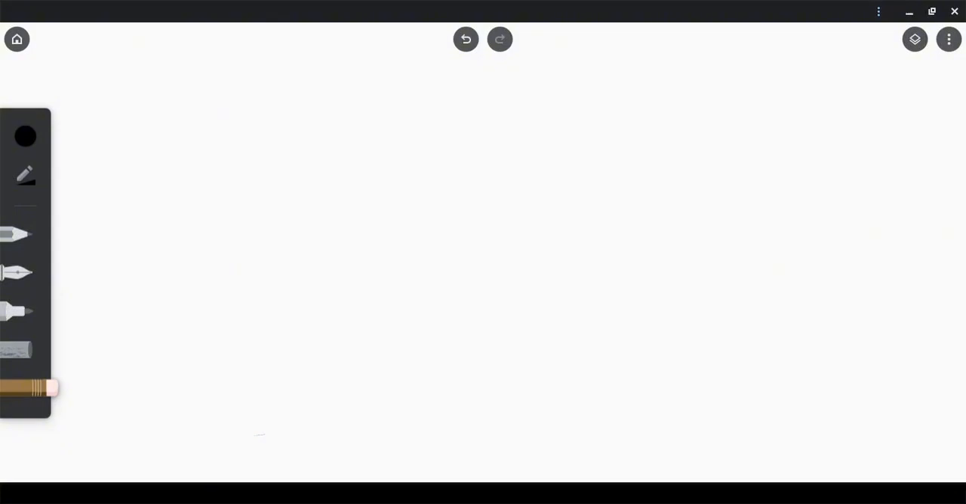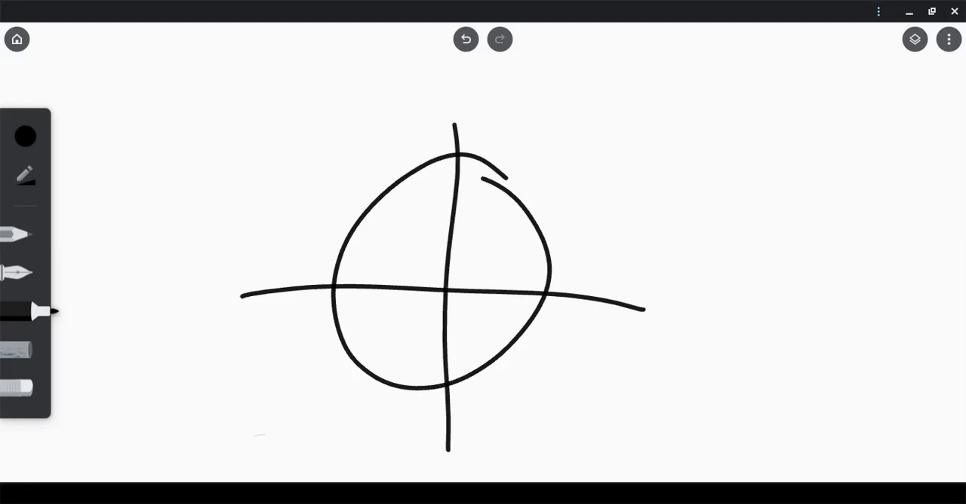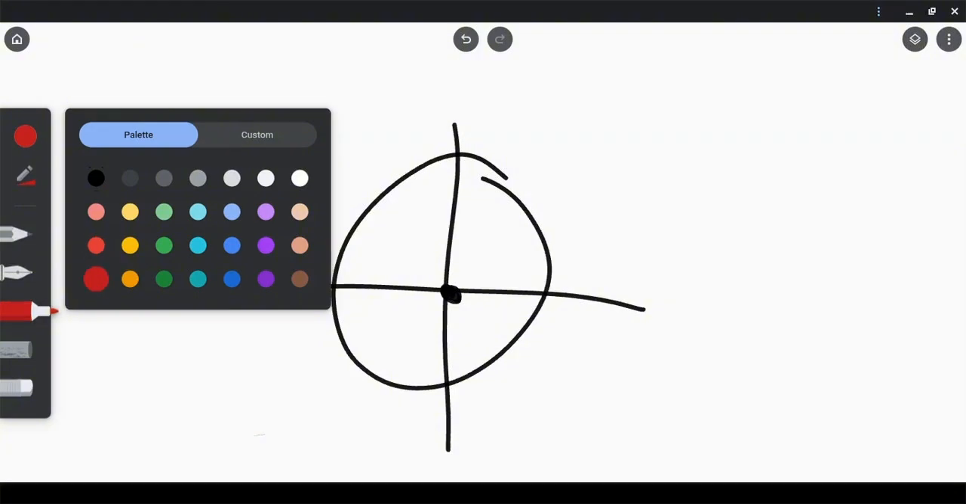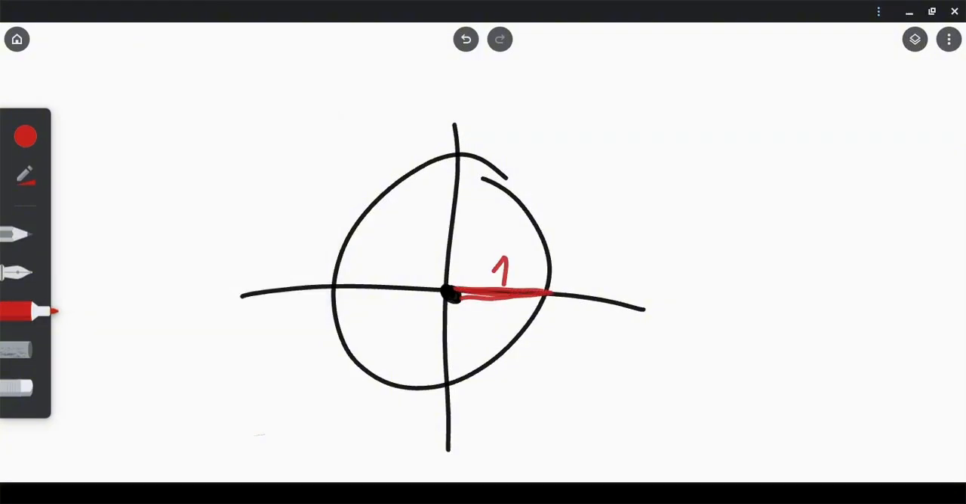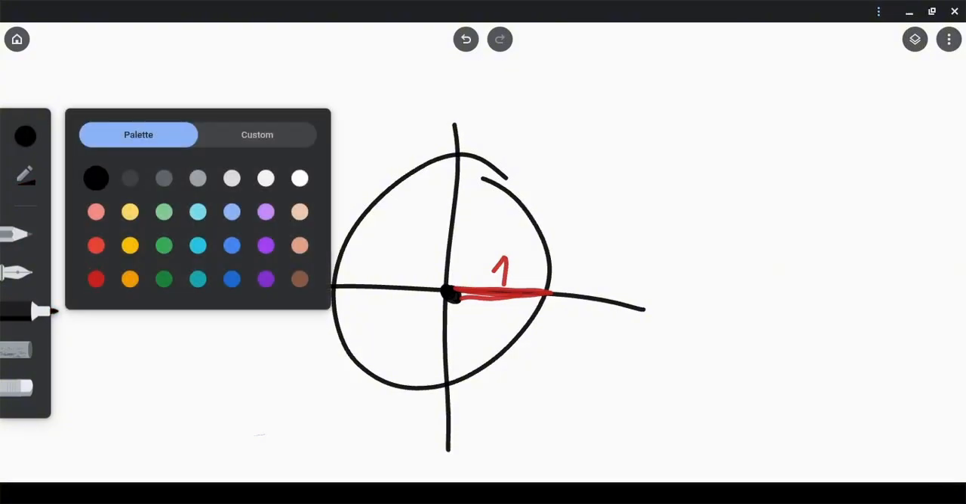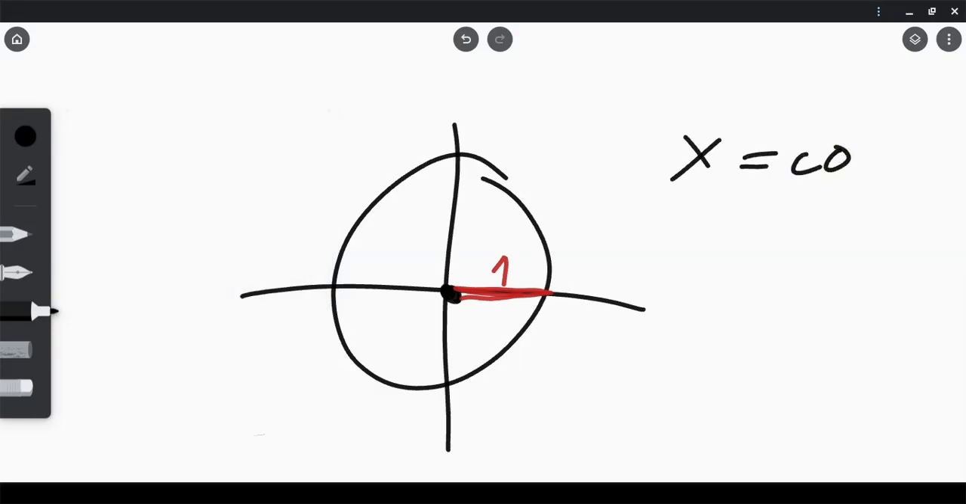The unit circle is just a circle with a radius of 1 centered at the origin. So here's the origin and here's the radius of 1. Every point on the circle represents an angle, and that point has coordinates cosine theta and sine theta. What this means is that it's very simple: x equals cosine and y equals sine. So instead of memorizing random values, you're really learning coordinates.